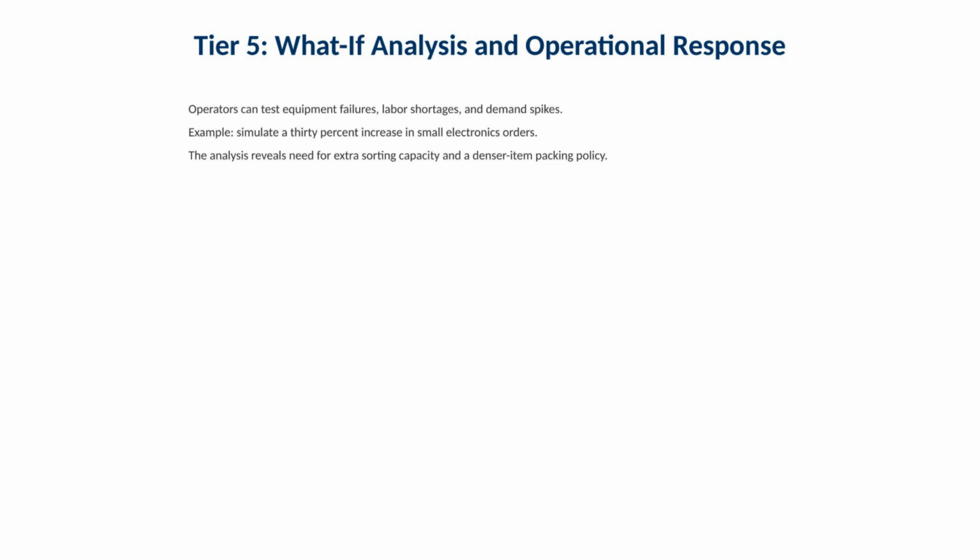The digital twin also enables what-if analysis. You can simulate disruptions like equipment failures, labor shortages, and demand spikes. For example, a 30% increase in small electronics orders can change the bottleneck from packing to sorting. The twin reveals where capacity must be added and which packing algorithm should be adjusted for denser, smaller items.